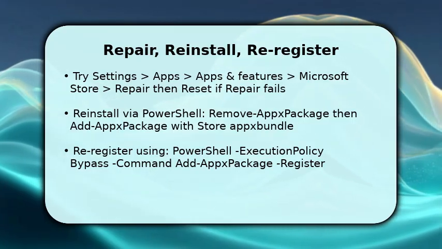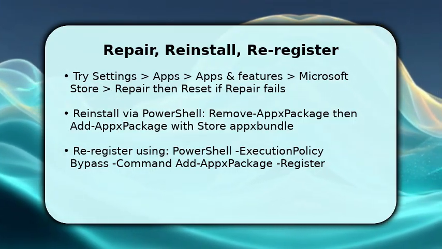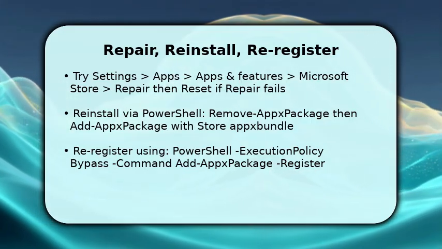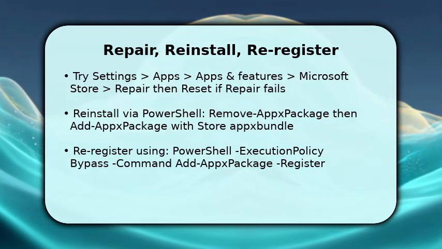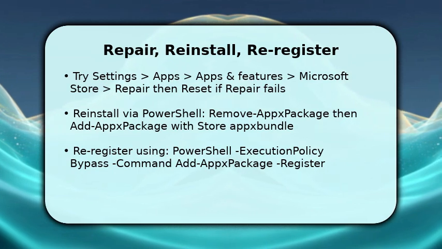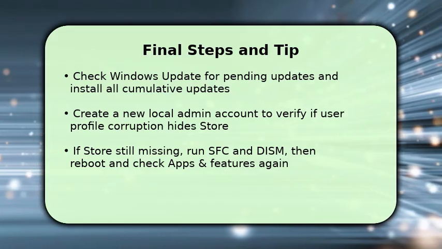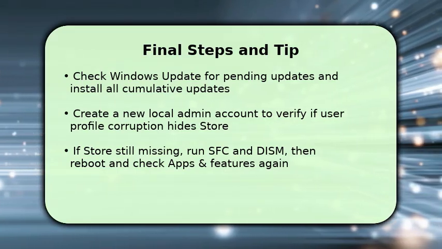Once installed, re-register the Store with Add-AppxPackage -Register in a PowerShell session with bypassed execution policy, so the app manifests and permissions reattach correctly. Finish by installing all pending Windows updates and rebooting. Often missing system components are restored that way.